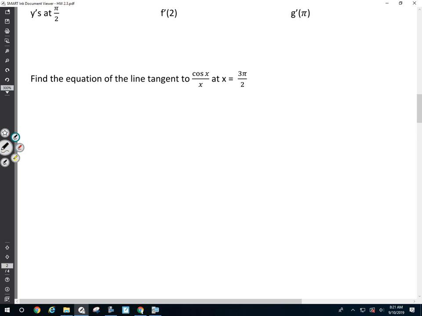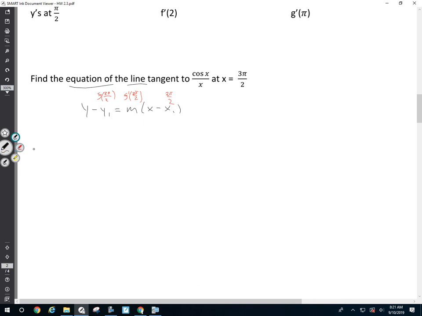An equation of a tangent line. We remember for an equation of a line, you need the format of a line: y minus y1 equals m times x minus x1. This is the point slope form. Remember, the x is just going to be 3 pi over 2. We're given that. The slope will be our tangent slope generator at 3 pi over 2, and the y-coordinate will be just the point on my function at 3 pi over 2. Okay, so we just need to fill in that information.